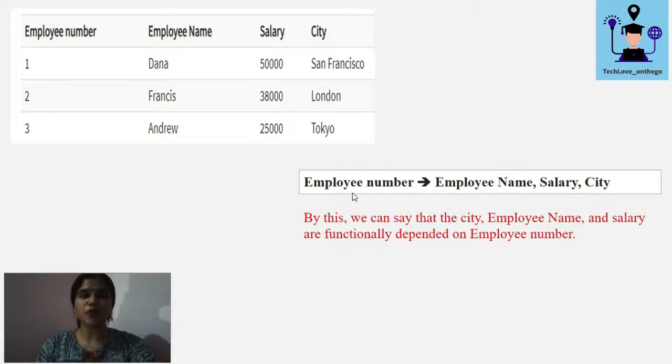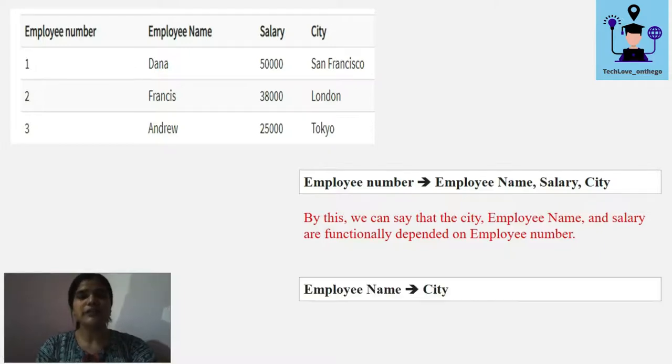That means if you know the employee number, you can determine the value of name of that employee, salary of the employee and the city of the employee. So this is one of the functional dependencies that exist in this relation. The other functional dependency can be like, with the help of employee name, if I know the name of the employee, then I can find out what is the city of that particular employee.